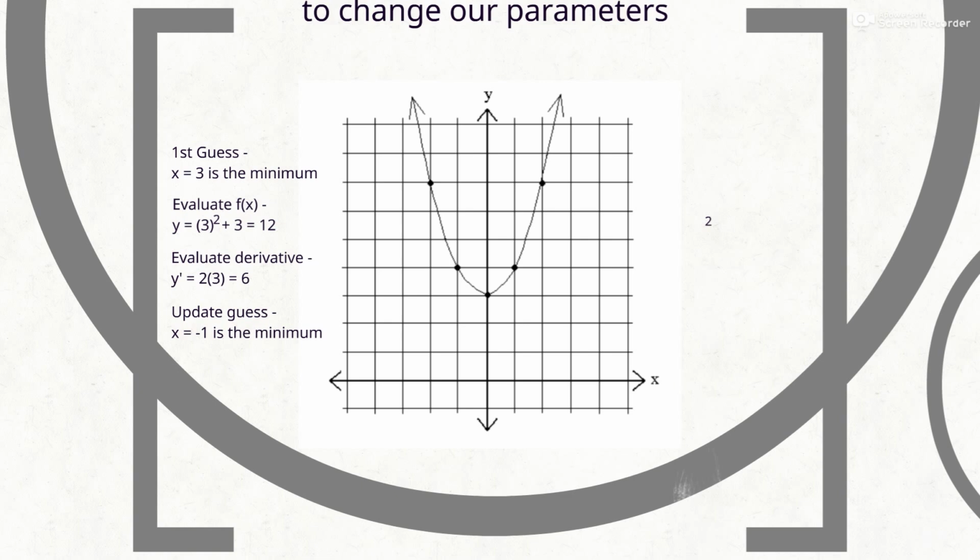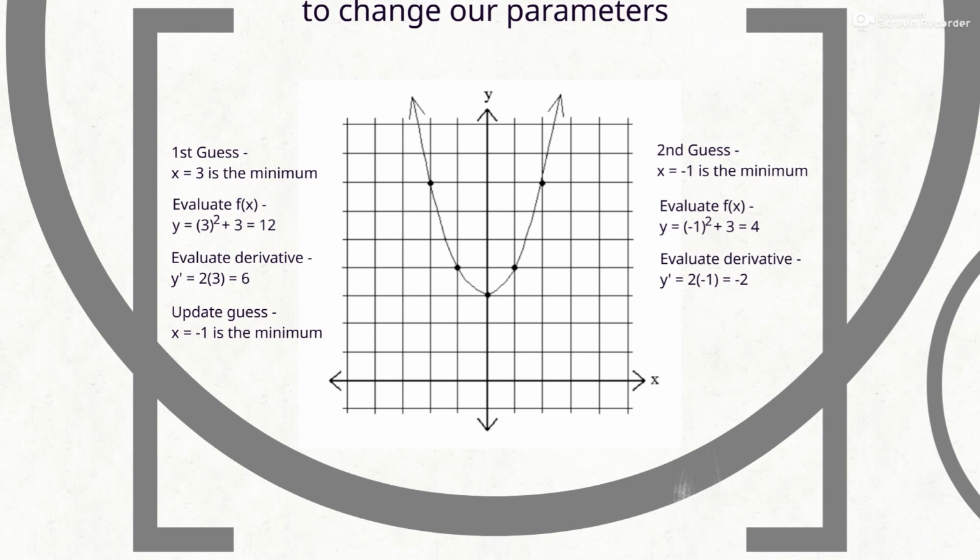Our second guess, x equals -1, is the minimum. We evaluate, we have negative 1 squared plus 3, that's going to be equal to 4, so we are indeed getting smaller. And we're going to evaluate the derivative. We now get negative 2. 2 times negative 1 is equal to negative 2, so we know we overshot it a little bit.